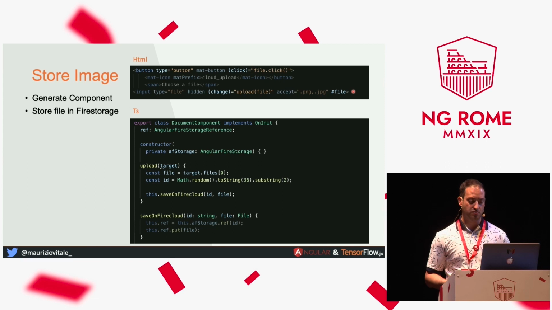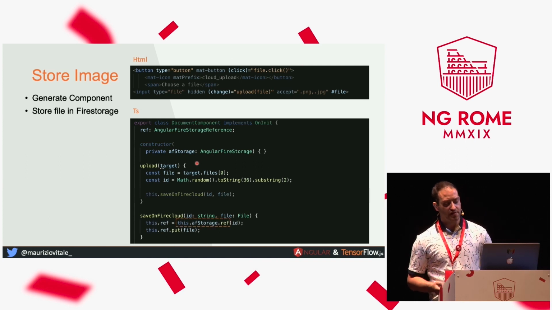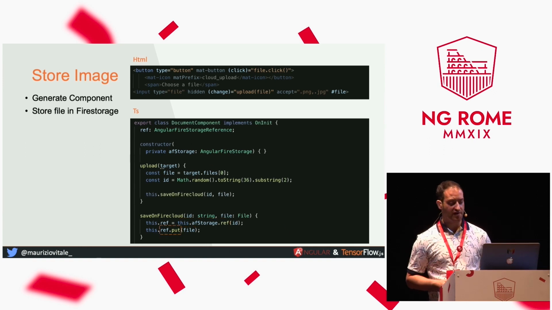To do that, you need to inject an Angular File Storage dependency inside the constructor. And with that, you can create a new reference, passing the unique ID. And once you have this reference, you can start to upload your file.